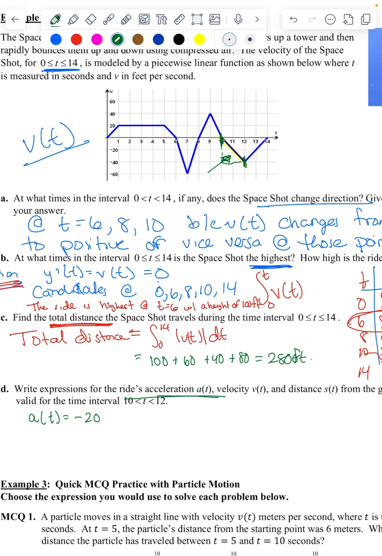Let's do the line equation, because you can also just integrate this, because we do have the initial position of this ride. We just don't have the position of it at 10, so we can't really use those points. So it is linear, and once you figure out the equation of that line, you should end up with negative 20t plus 200.